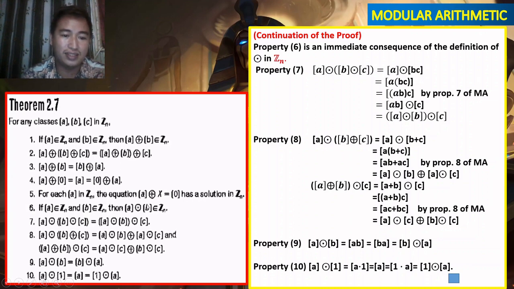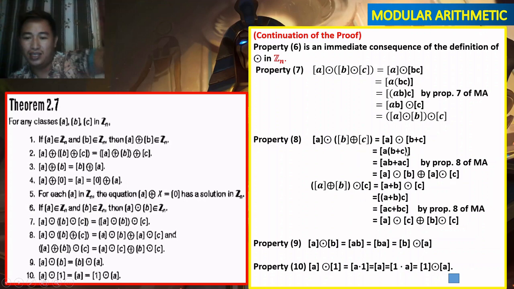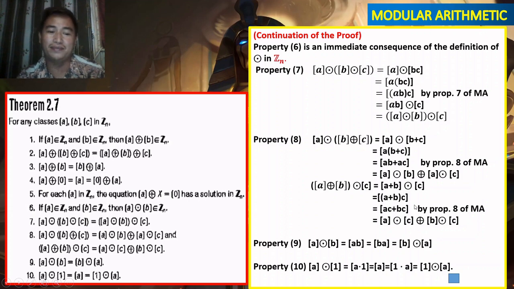So, number 6 and number 7: associative for the product, the same as earlier. And then number 8, the distributive. The right distributive, and then the left distributive. I will not go into detail, class. You know how to operate this, so practice it, class.